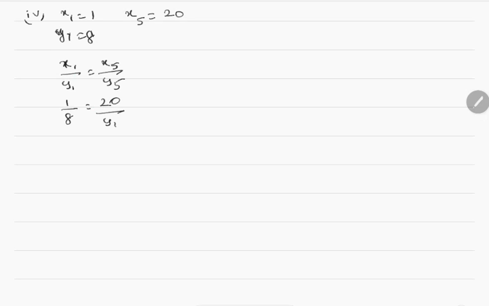Now the next tabular column, here x1 is 1, y1 is 8. Here x5 is the value 20. So similarly x1 by y1 will be equal to x5 by y5. 1 by 8 is equal to 20 by y5, or y5 is equal to 8 into 20. y5 is equal to 160. So 160 parts of the base need to be added.